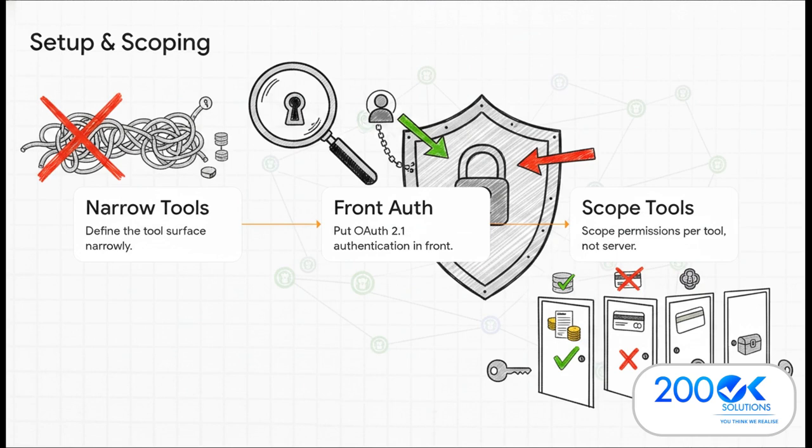Step 2. Put authentication in front of everything. For remote servers, the heavily recommended approach here is OAuth 2.1. You want to tie every single request to a real, breathing user, never rely on some unauthenticated shared static key. And step 3, scope your permissions per tool, not per server. Think about it. If you have a server with a read invoices tool and an issue refund tool, those obviously require totally different authorization levels. Don't just blanket approve the whole server.